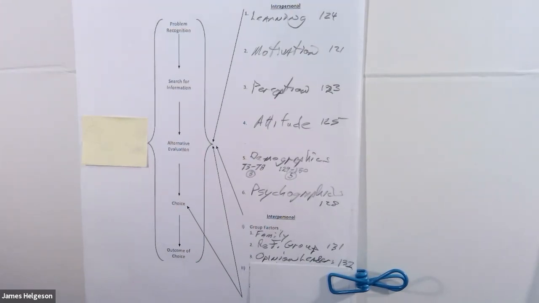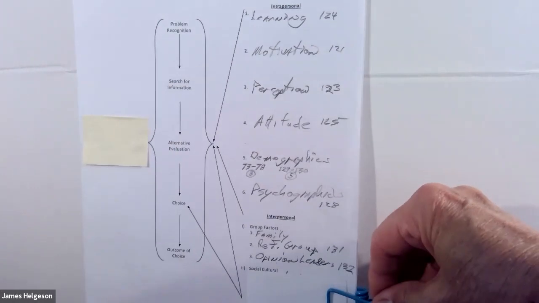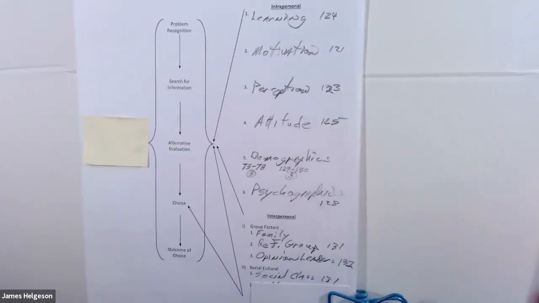Okay. Opinion leaders, that's a between person, sociological thing. So we got family, reference group, opinion leader. What else do we have down here? Oh, social. Now we got group factors under interpersonal. Then we have social, cultural, and social class. Do we have social classes in the United States?